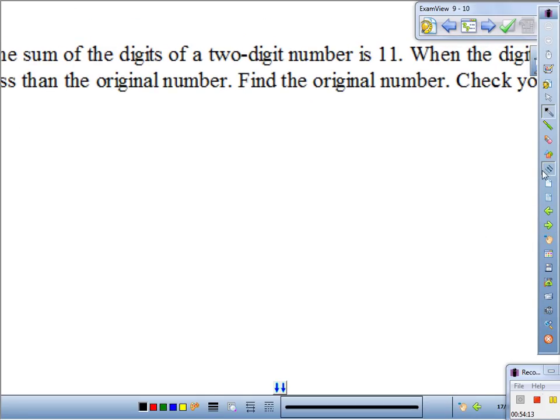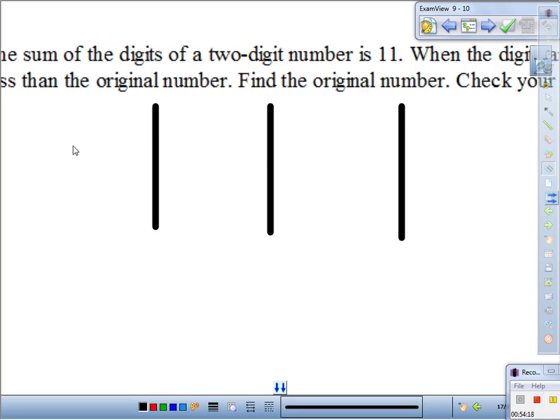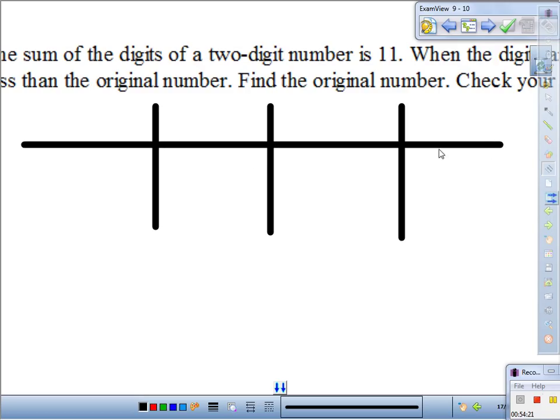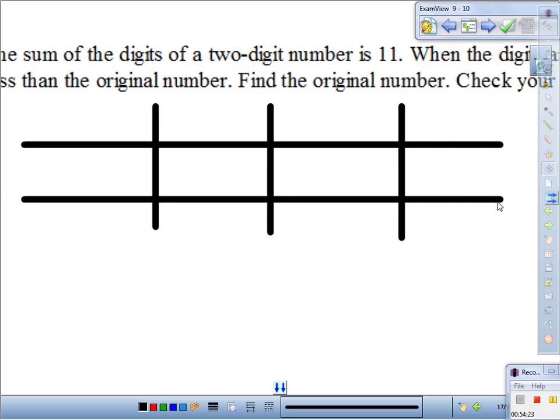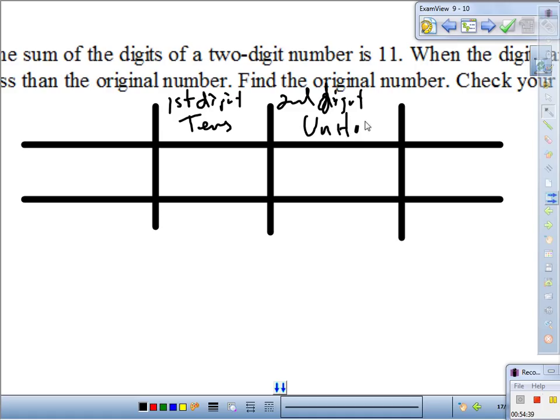So, first things first, our setup. 3 lines down. 1, 2, 3. 2 across. 1, 2. That never changes, right? What else doesn't change? First digit, 10. Second digit, units, and total.